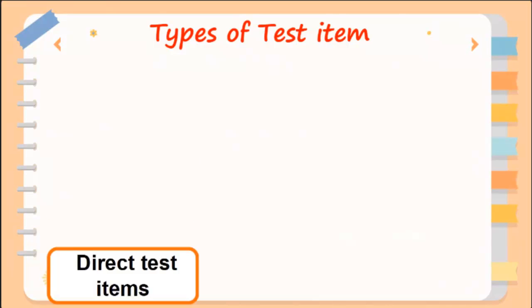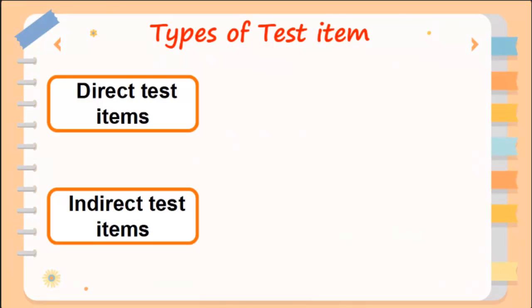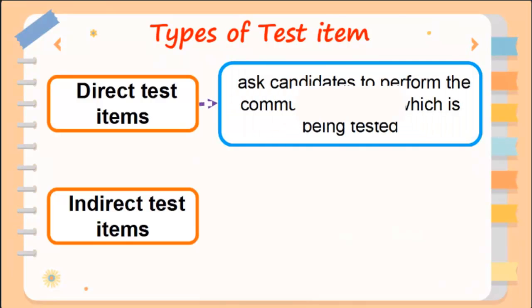So how many types? We talk about the types of test item. We have two types. The first one is the direct test items, and the second one is indirect test items. Direct test items ask the candidates to perform the cognitive skill which is being tested, and we try to be as much like real life language as possible.